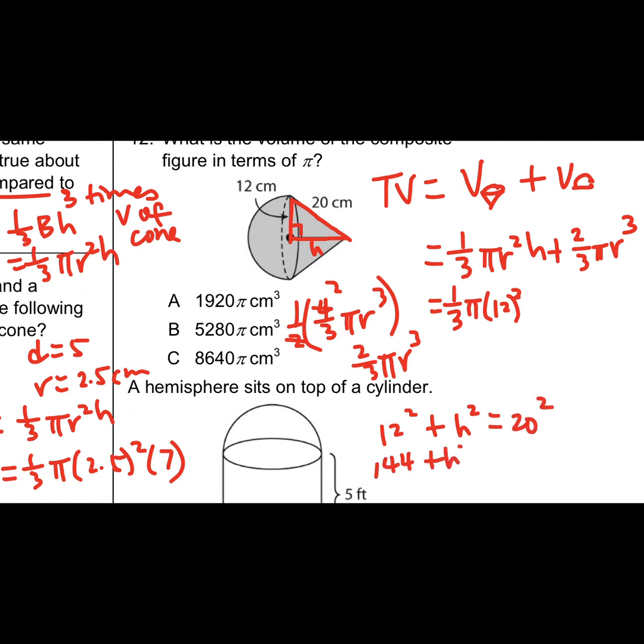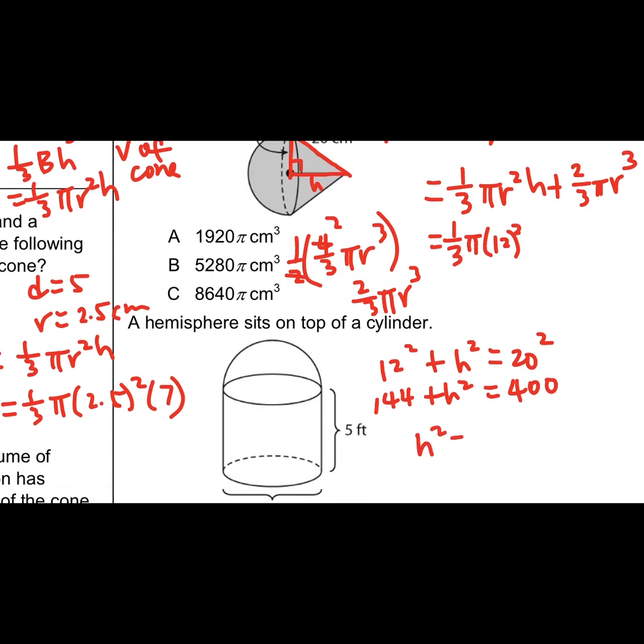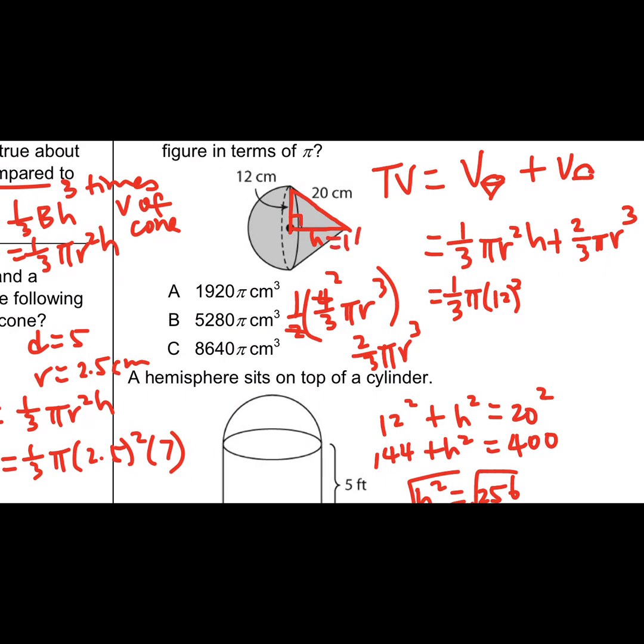144 plus h squared equals 400. Subtract 144 from both sides. I'll have h squared equals 256. And take the square root of both sides. I'll have h equals 16. So my height is actually 16 centimeters. So we're going to substitute that in.